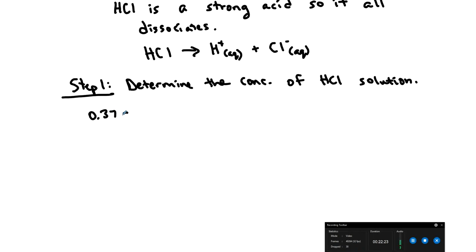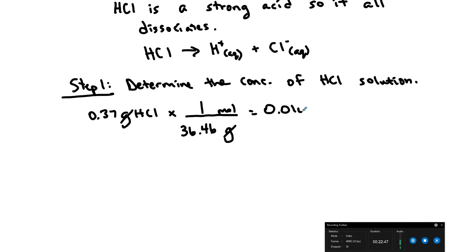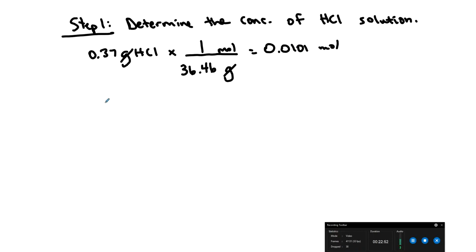So 0.37 grams of HCl. I'm going to put grams here and moles here. In 1 mole, this would be our molar mass. The molar mass is chlorine's mass plus hydrogen's, which would be 36.46. So grams cancel, and what you get there is 0.0101 moles.